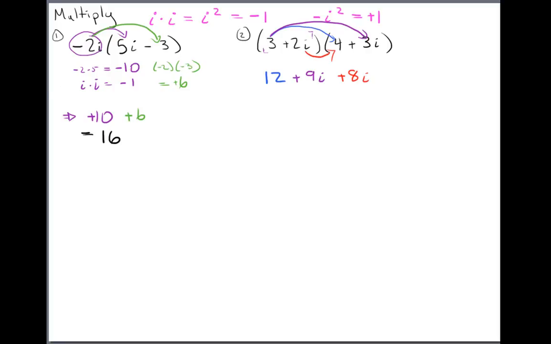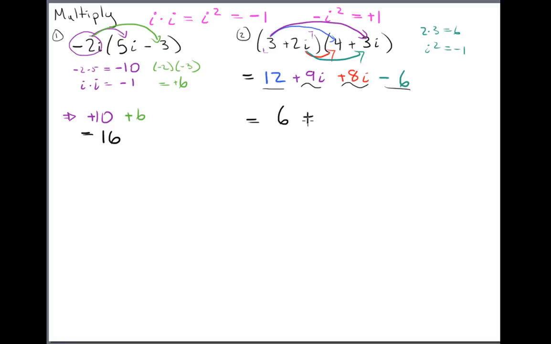We can already see one thing that's going to combine. And then last, we're going to multiply 2i times 3i. So that's going to be 2 times 3 is 6, and then i squared is a -1, so that's minus 6. Now let's see here, 12 minus 6 is 6, and 9 plus 8 is 17.